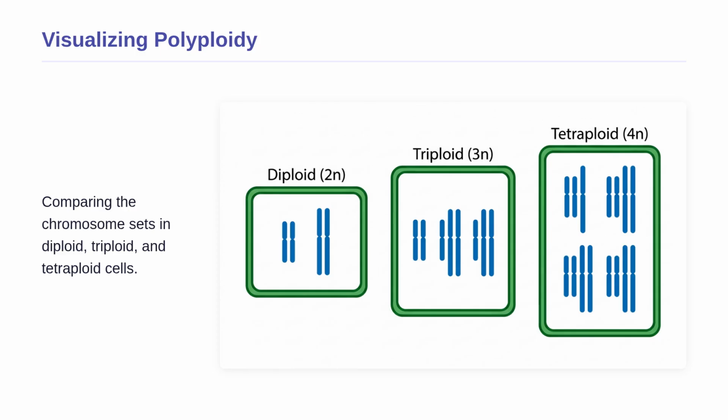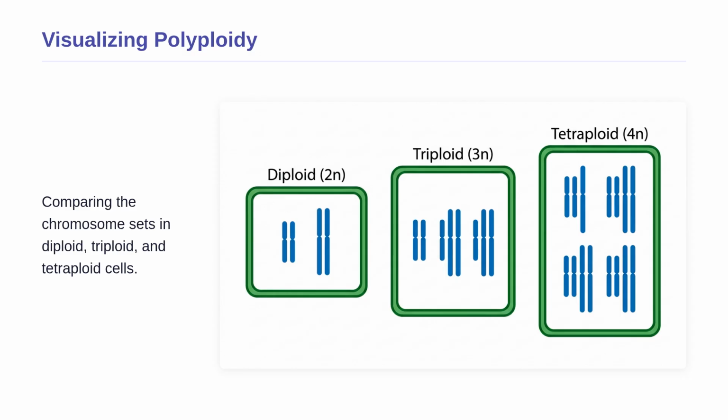To visualize how polyploidy scales up an organism's genetic material, let us look at this diagram comparing different plant cells. On the left, we have a standard diploid cell, labeled 2N, containing 2 complete sets of chromosomes. Moving to the middle, we see a triploid cell, labeled 3N. Notice that it contains 3 full sets of chromosomes, and the cell itself is drawn slightly larger to accommodate the extra DNA. Finally, on the right, we have a tetraploid cell, labeled 4N, containing 4 complete sets of chromosomes. This cell is the largest of the 3.